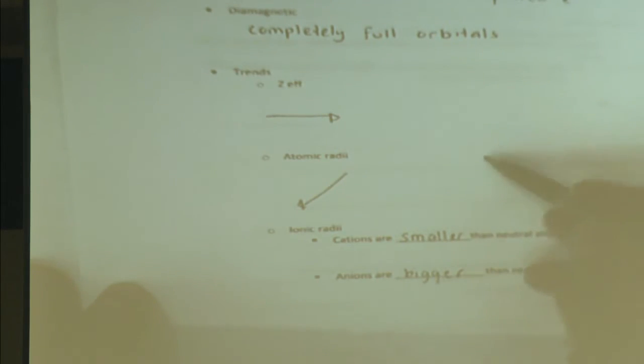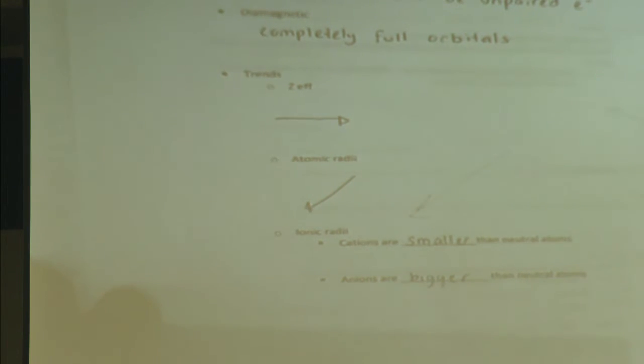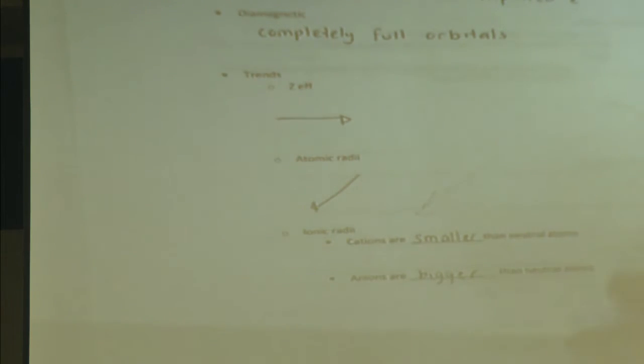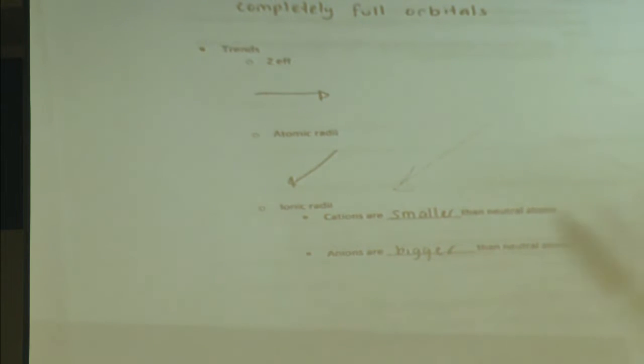We just talked about that. Atomic radius, you know it increases that way, with fluorine being the smallest. I think it's Ra on the bottom being the largest. Cations are smaller than their neutral atoms, and anions are bigger.